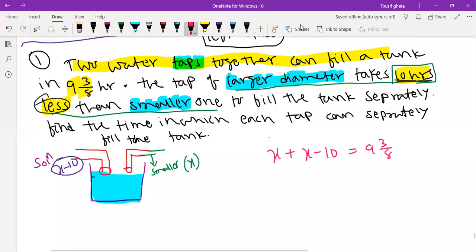Chetan, correct or no? See, the boys and girls, everyone, normally two water taps together can fill a tank in 9 by 8. So this is smaller, this is bigger, total.